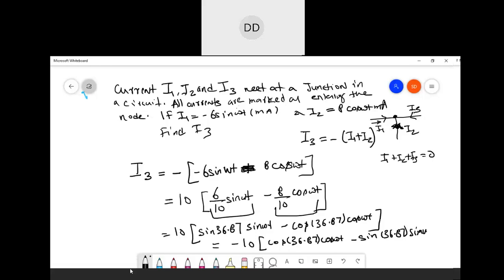So this is the formula for cos a plus b. This is cos a cos b minus sine a sine b, so this happens to be cos a plus b. So I can write the formula cos a plus b, and my answer to this would be minus 10 of cos omega t plus 36.87. So this is one of the problems that we have to notice over here.